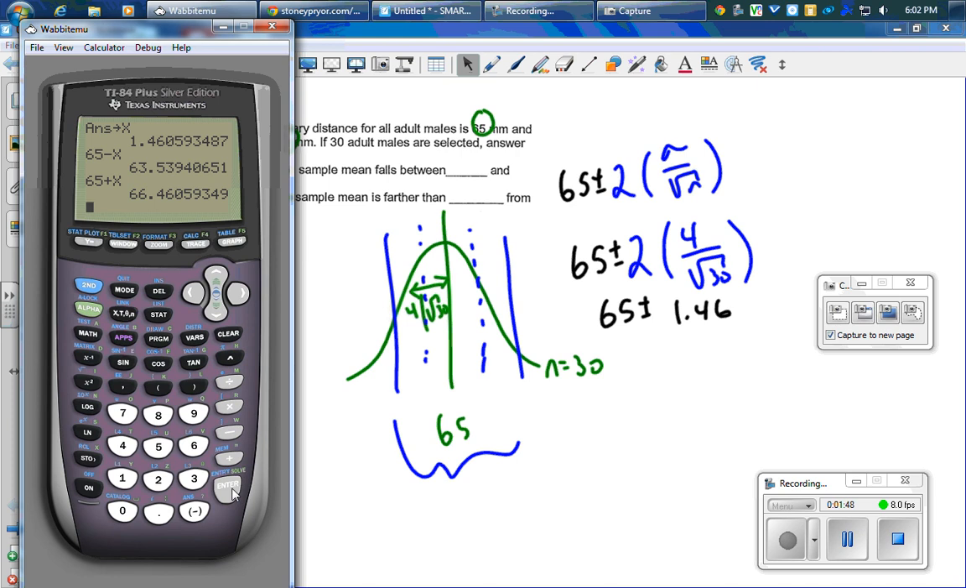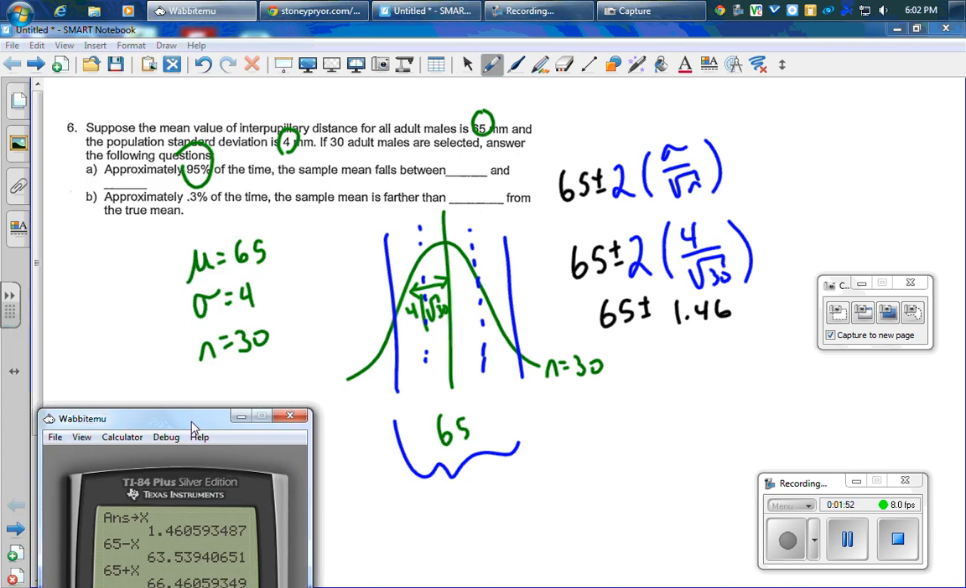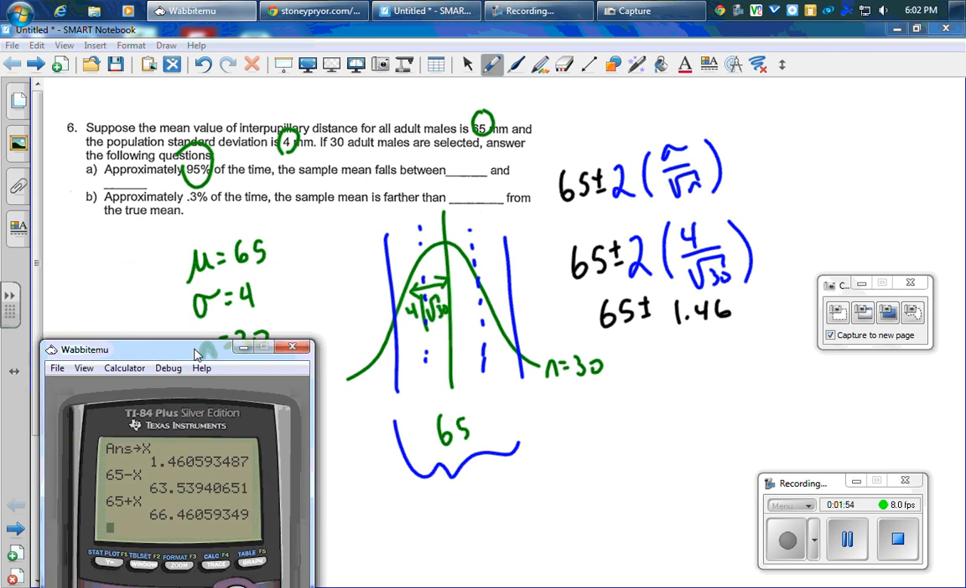And so the answer there for these 2 blanks is those 2 numbers. So this is 63.539 and 66.461. And I should be concerned about millimeters here. That'd be a good thing.